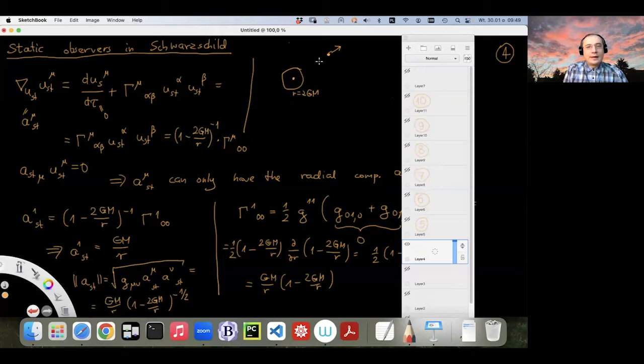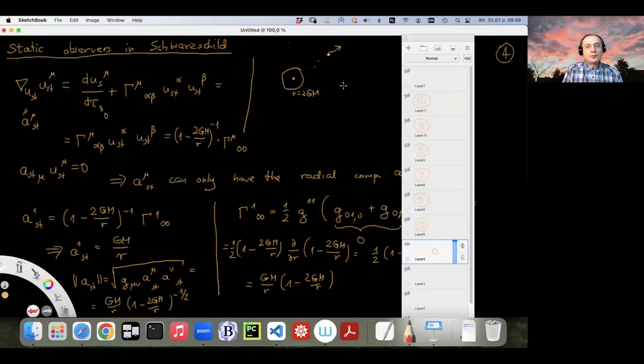Meaning, as we approach the surface, it becomes more and more difficult to keep our observer at a given place. We need to apply an ever more increasing force, and it becomes entirely impossible if the bodies at the surface are equal to Gm. It's simply impossible to keep it in place.